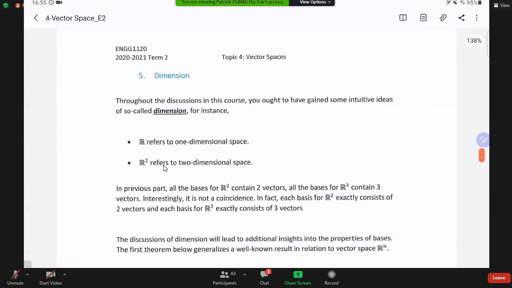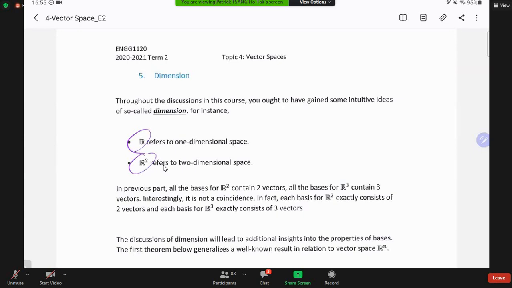All right. So actually, dimension may not be new to you. In other courses, or even based on your understanding, you have already talked about or learned about this. For example, when we talk about real numbers, it refers to a one-dimensional space. How about R2 space? Sometimes we call it two-dimensional space, the XY plane, right? Not to mention R3 space, the XYZ coordinate system, which we call three-dimensional.